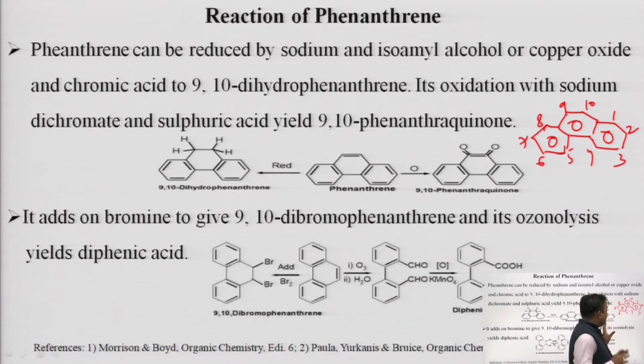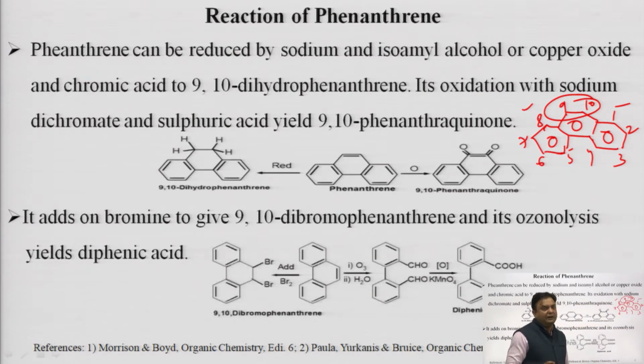I have told you that the numbering should always start in the terminal benzene rings. We can start the numbering from this end, or from the other end. There are a total of 14 carbons, out of which 10 carbons are numbered. Whenever phenanthrene goes for a reaction, there is always a possibility that the reaction will take place on the 9th and 10th carbon, because those carbons are more reactive.